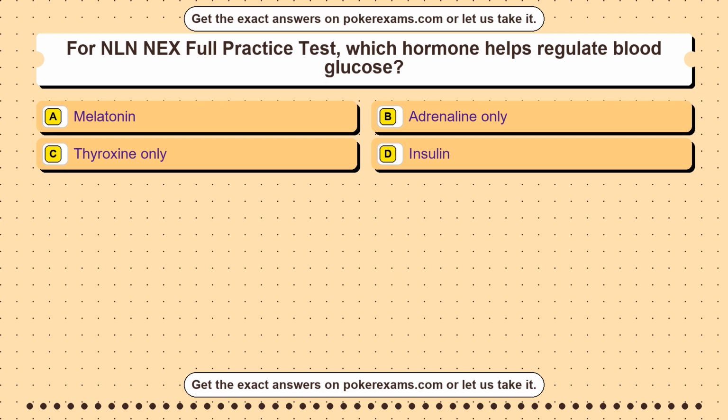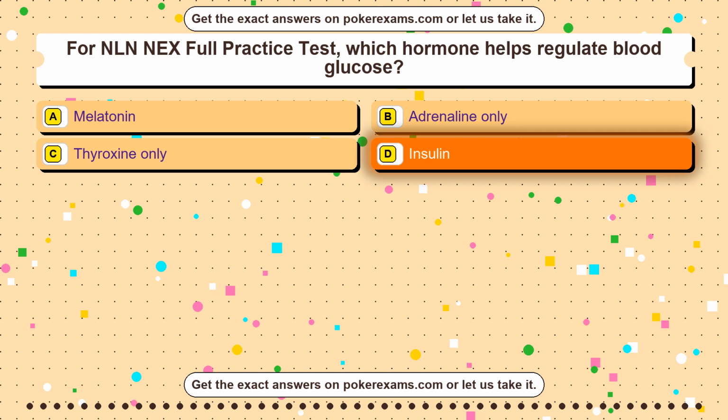Question 2. For NLN NEX Full Practice Test, which hormone helps regulate blood glucose? Option A. Melatonin. Option B. Adrenaline only. Option C. Thyroxine only. Option D. Insulin. The correct answer is option D.